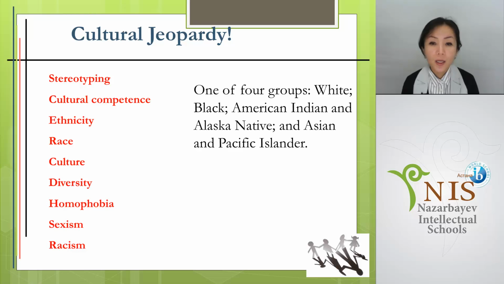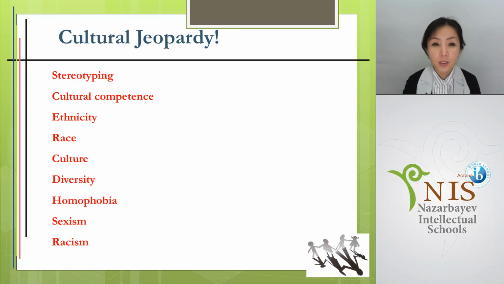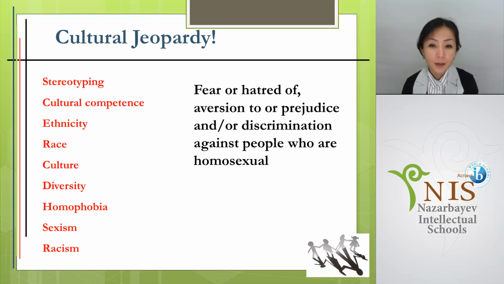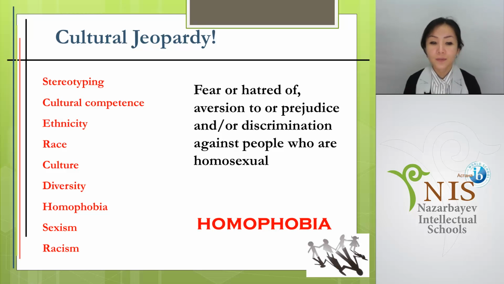One of four groups: white, black, American Indian and Alaska Native, and Asian and Pacific Islander. You are going to wait for the answer. This is race, of course. Next one. The belief in the inherent superiority of one sex, gender, over the other, and thereby the right to dominance. This is sexism. Fear or hatred of, aversion to, or prejudice or discrimination against people who are homosexual. This is, of course, homophobia.